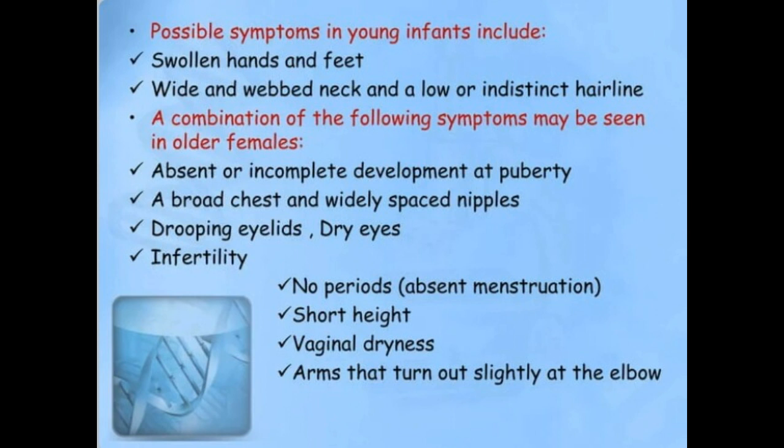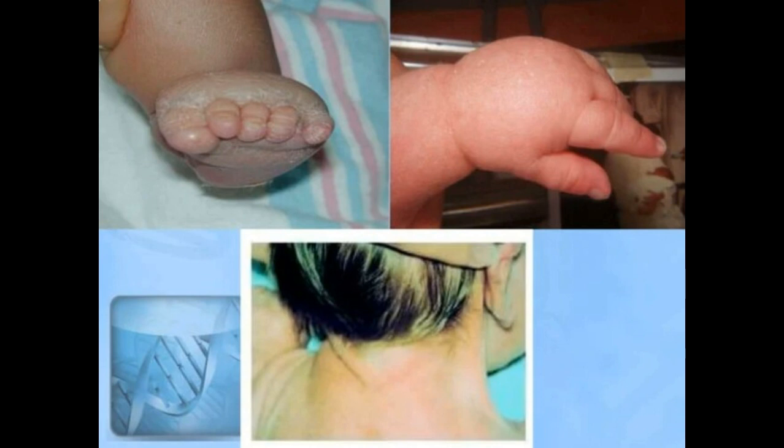Possible symptoms in young infants include swollen hands and feet, a wide and webbed neck, and a low and distinct hairline. A combination of the following symptoms may be seen in older females: absent or incomplete development at puberty, a broad chest and widely spaced nipples, drooping eyelids, dry eyes, and infertility, no periods, absent menstruation, short height, vaginal dryness, and arms that turn out slightly at the elbow. As you can see, swollen hands and feet of a premature baby, or the indistinct hairline of a lady.